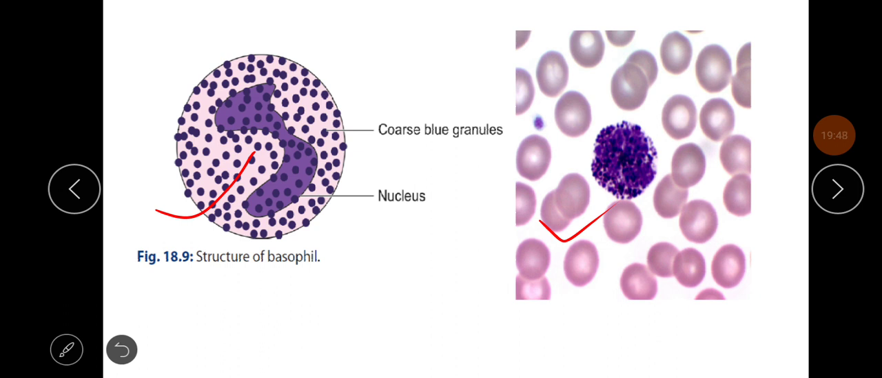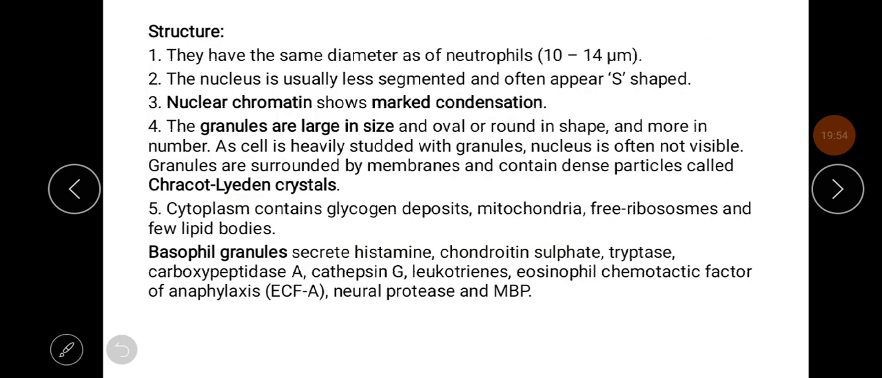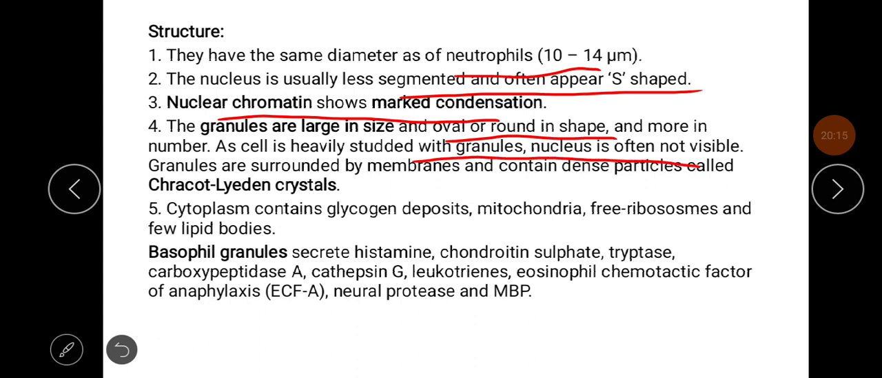You can see the granules are very coarse and they are encroaching the nucleus. They have the same diameter as neutrophils. The nucleus is usually less segmented and often S-shaped. Nuclear chromatin shows marked condensation. The granules are large in size, oval or round in shape, and more in number. As cells are heavily studded with these granules, the nucleus is often not visible. The granular sites are surrounded by membranes that contain dense particles called Charcot-Leyden crystals. Cytoplasm contains glycogen deposits, mitochondria, free ribosomes, and few lipid bodies.